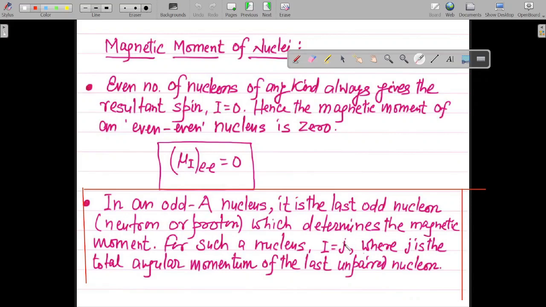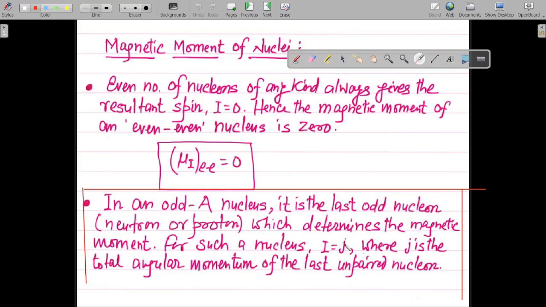We have already seen this in the previous lectures. So the resultant spin I is equal to J of the unpaired nucleon. What does J mean?